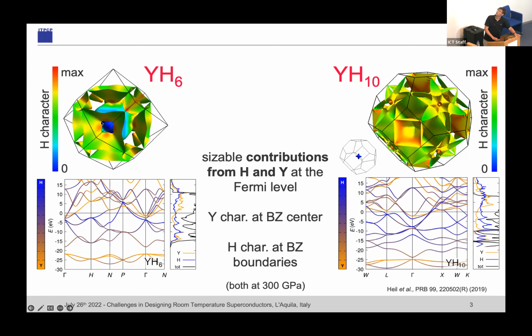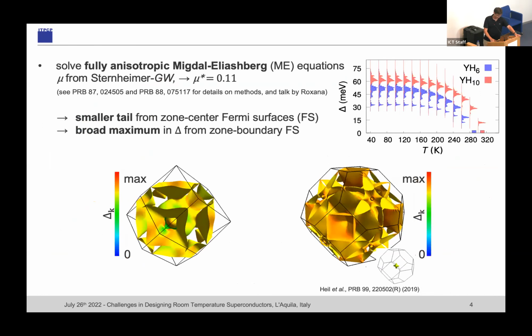And you see here in this Fermi surface very nicely that the Fermi surface center bands are yttrium-like, whereas the states at the Brillouin zone edge are more like hydrogen states. And the same applies for the yttrium H10, where you have a very tiny Fermi surface in the center, and then you have this large, big blob around the edges, which are basically mostly hydrogen. And this is important for us because, as was already mentioned, we want the hydrogen states to couple to the hydrogen vibrations. And this works perfectly nicely in these yttrium compounds, for example.